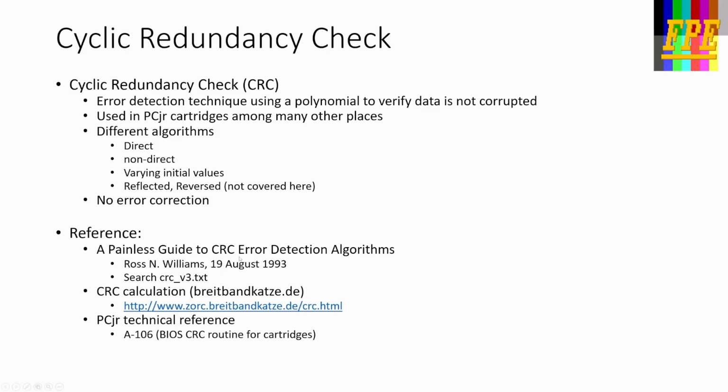For references, one of the ones online that goes over CRC algorithms in general is A Painless Guide to CRC Error Detection. It's fairly old, but a good overview of how this works. The file I found was crcv3.txt from 1993. There's also a CRC calculator online that I found useful for playing around with and learning how it works. And specifically for the PCjr, you're going to want to look in the technical reference on page A106. That is where the BIOS CRC routine for the cartridges is.